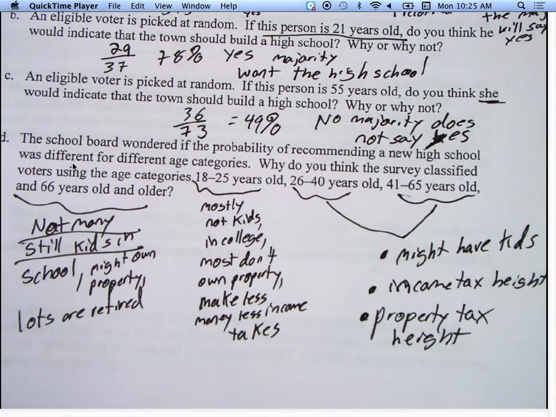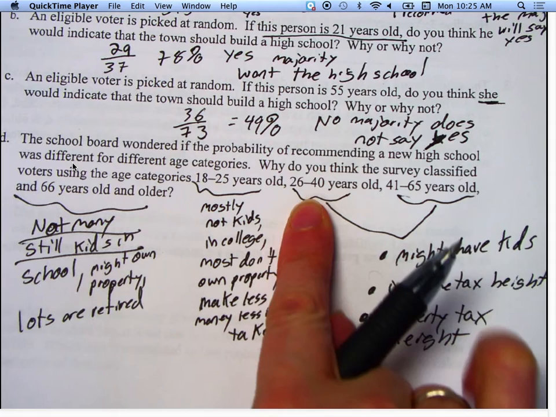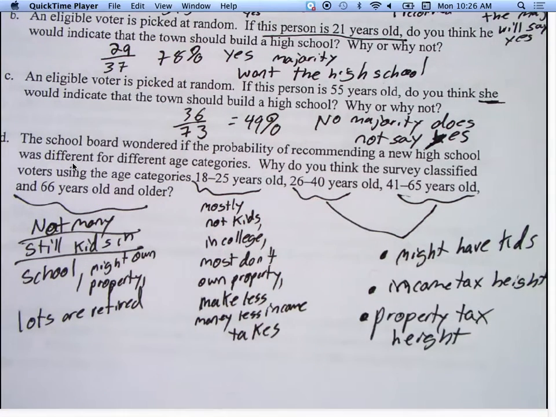So which group do we care the most about if they vote yes or no? 26 through 65. Most likely to be making the most money in income tax. Most likely to own property. Most likely to have kids.